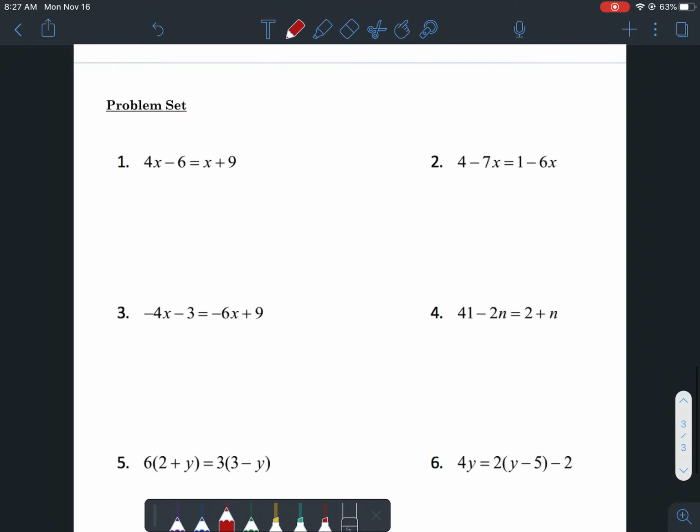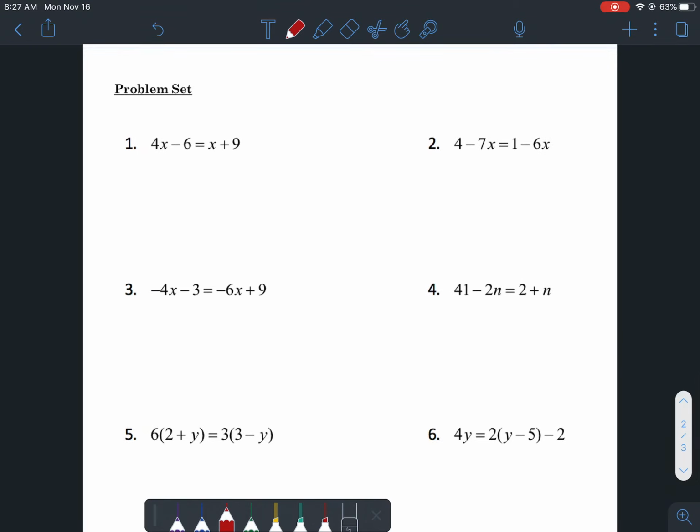Your goal for today is to do the problem set. Number 5 and number 6 are a bit of a challenge, but I want to see work for it. I do not want to see it blank. Make sure you put work down for 5 and 6. I want you just to try your best. Okay, that's all. Have a wonderful day.